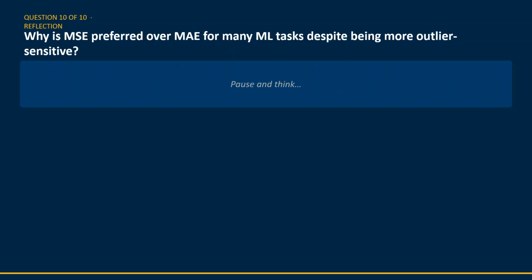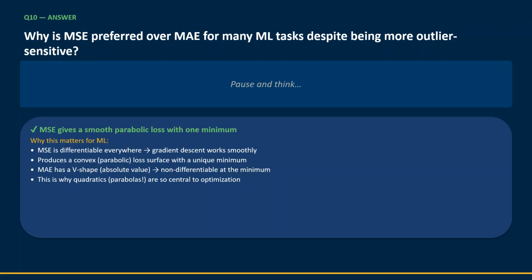Question 10. Why is mean squared error preferred over mean absolute error in many machine learning applications? Mean squared error gives a smooth parabolic loss with one minimum. This matters because mean squared error is differentiable everywhere, which means gradient descent works smoothly. It produces a convex parabolic loss surface with a unique minimum. Mean absolute error has a V-shape from the absolute value function, which is not differentiable at the minimum. This is why quadratics and parabolas are so central to optimization in machine learning.